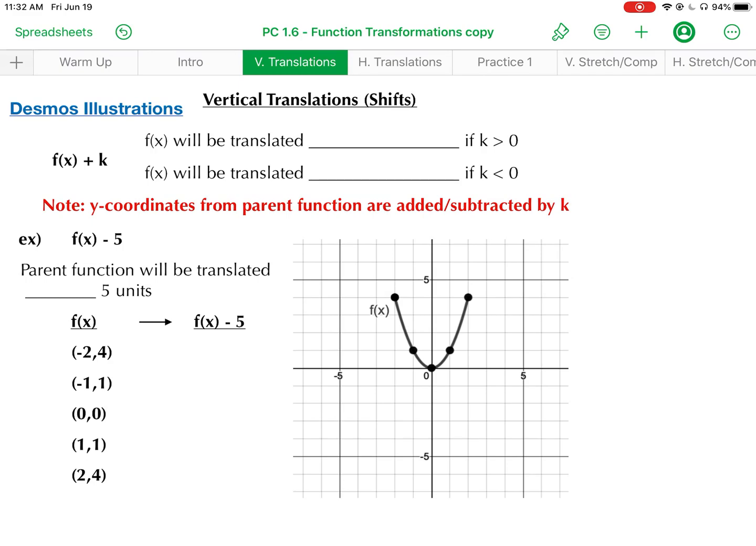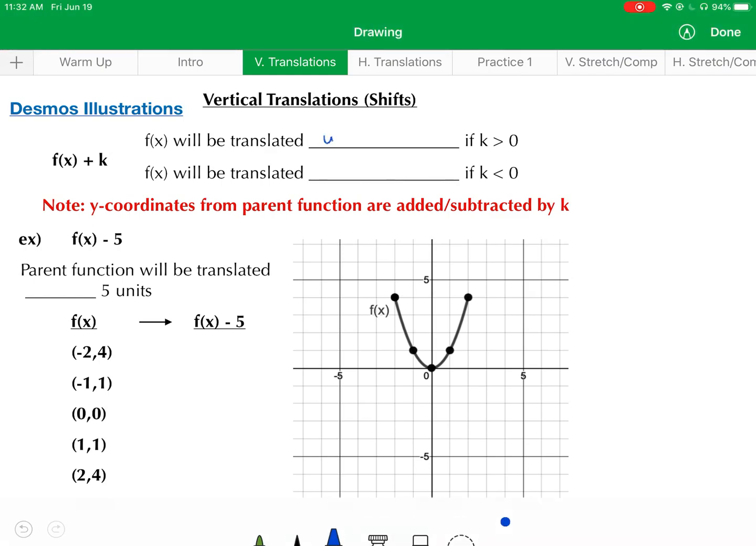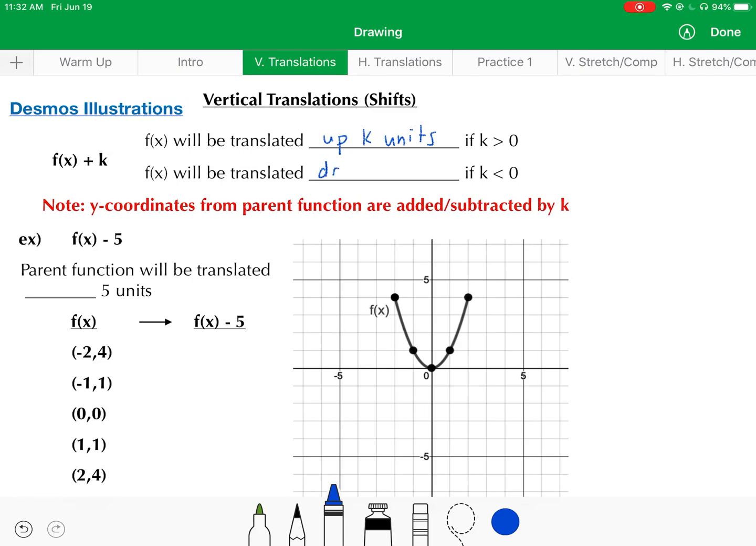In general, if f of x is being added with k, when k is positive, we see that the graph is translated up k units. And if k is negative, we would actually be subtracting the value, so we would be translated down k units.